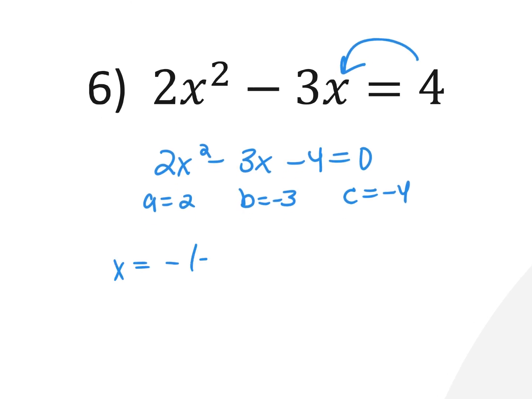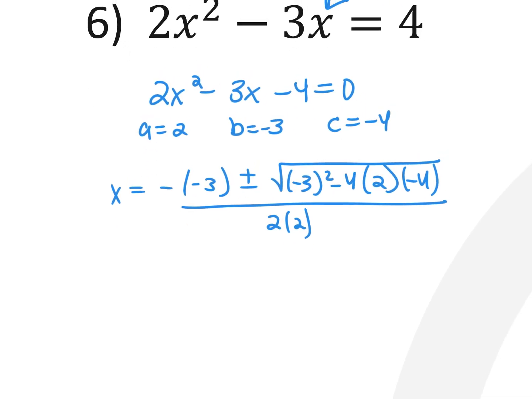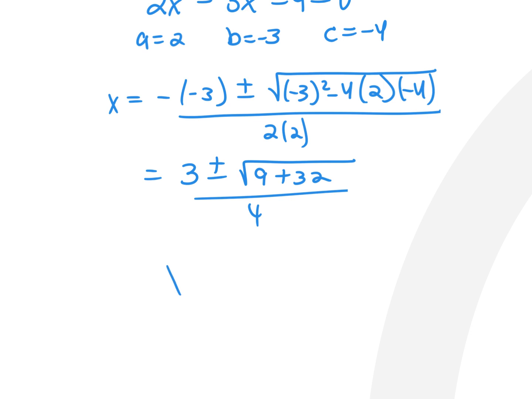Okay, so let's go ahead. X equals -3 plus or minus, I have the square root of -3 squared minus 4 times A is 2, C is -4, all over 2 times 2. So simplify. Minus a negative is going to give me +3, plus or minus, what's -3 squared? 9. And then -4 times 2, -8 times -4, plus 32, all over 4. So x equals 3 plus or minus the square root of 41 over 4.